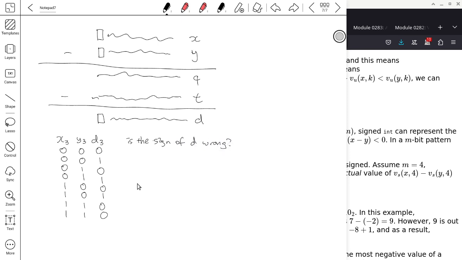Yep. Oh, 1, 1, 1 instead of 1, 1, 0. Yep. Correct. This is supposed to be 0, 1, 0, 1. Thank you. All right. So we go through every single row, then we ask the question.